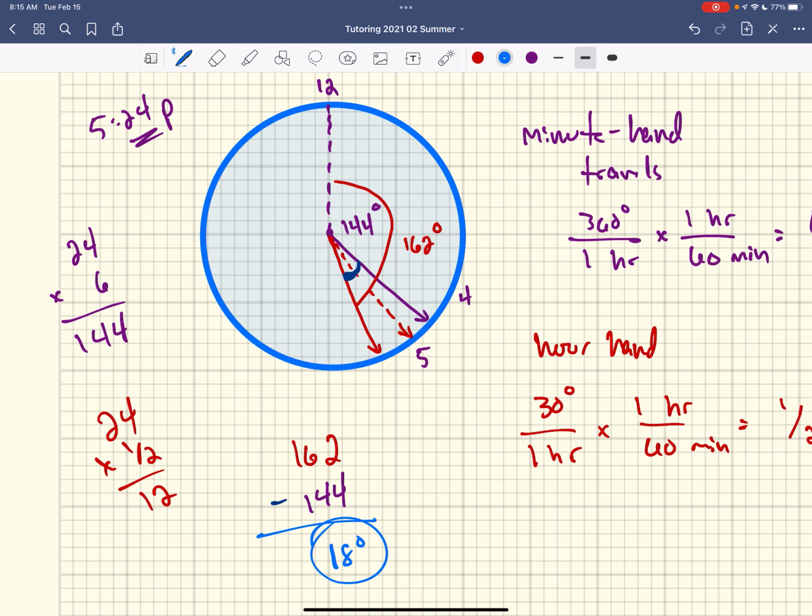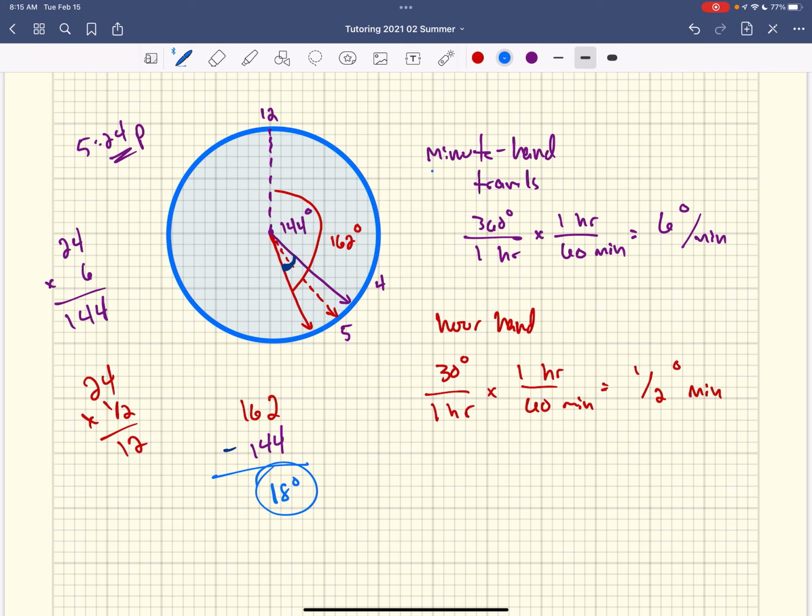You can figure out pretty easily where the minute hand is with just some simple proportional reasoning, but you want to keep in mind that, of course, the hour hand is moving at the same time. And so that's why we figured out both the minute hand rate, 6 degrees per minute, and the hour hand rate, 1/2 degree per minute. But there you have it. That's 10.2.